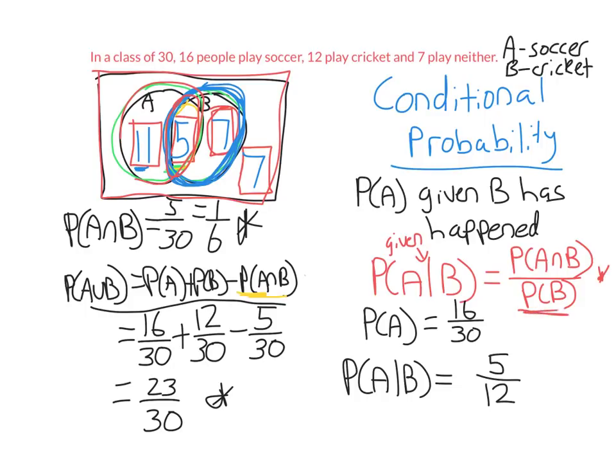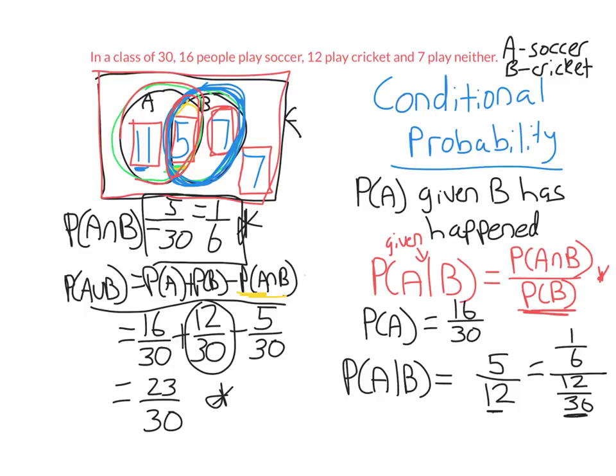But let me show you how I would use the formula to come up with this. Well, the probability of A and B I figured out was 1 over 6, or 5 over 30. So the probability of A and B over the probability of B, which was 12 over 30. And if you put that on your calculator, you do get 5 over 12. So make sure you know how to do conditional probability questions, both from a Venn diagram like I did here, and also using the formula.